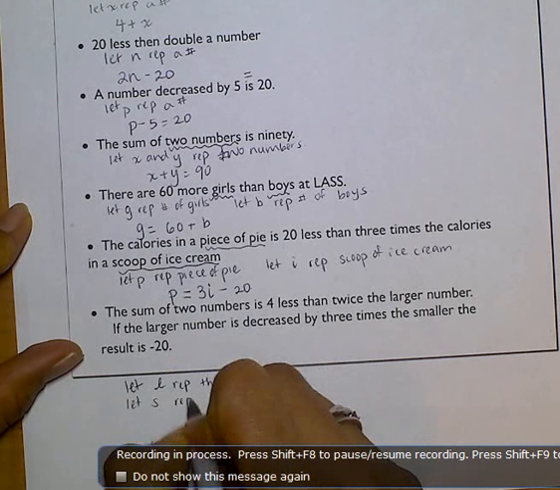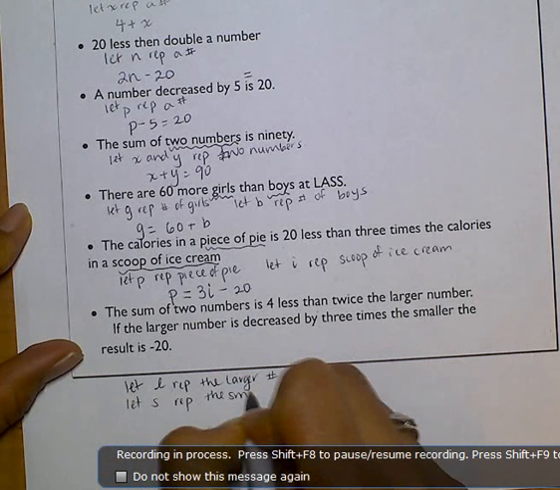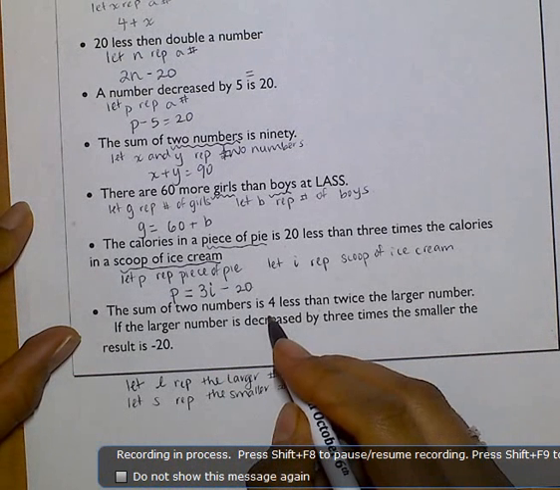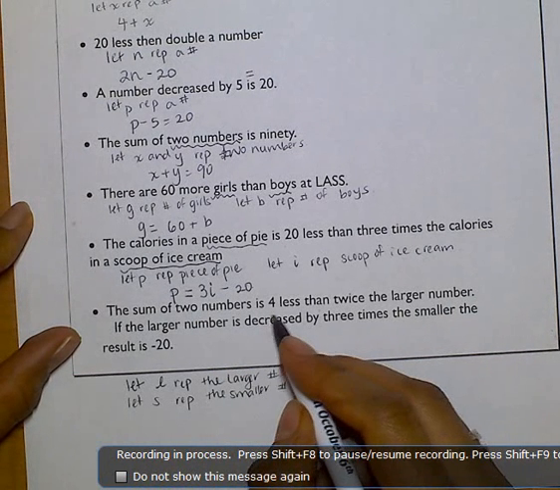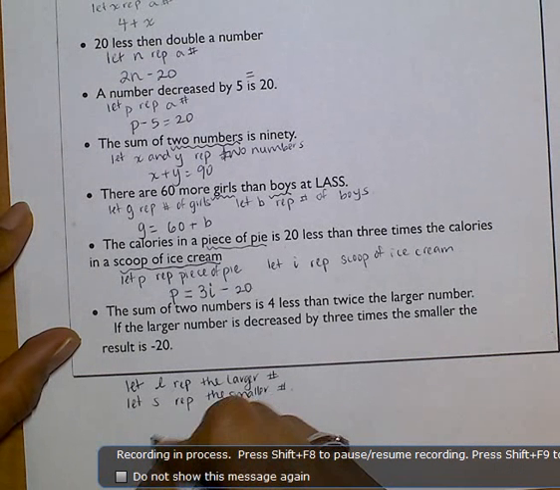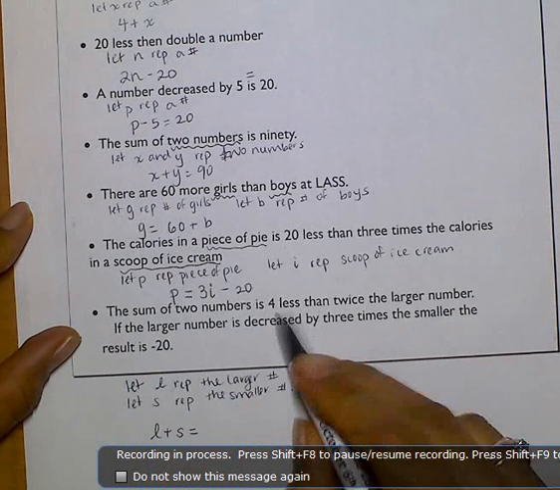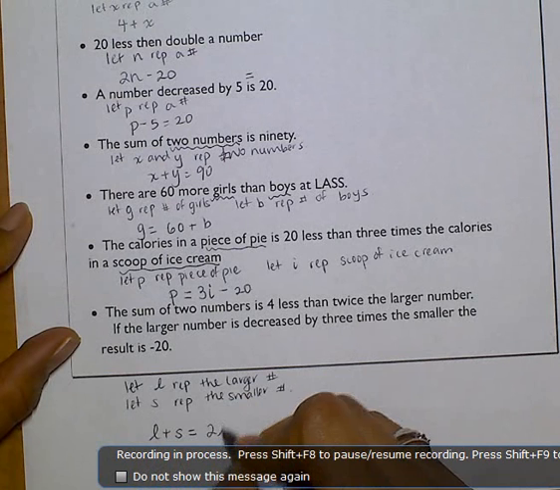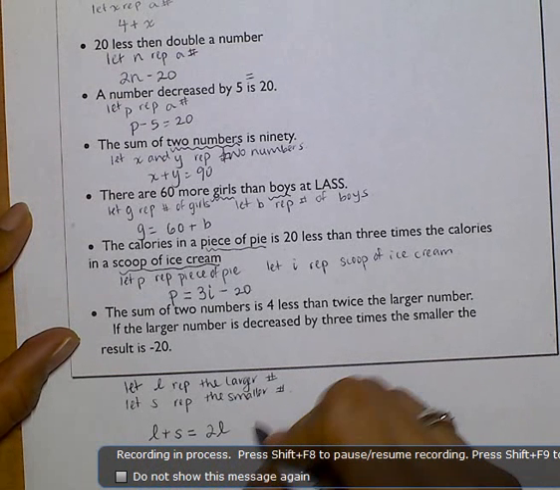So the sum of two numbers is 4 less than twice the larger number. So the sum of both of the numbers is equal to 4 less than twice the larger number. So take the larger number, double it, and minus 4. That's what's going to be equal to the sum of the two numbers. So that's the first part of the equation. And there's a second part.